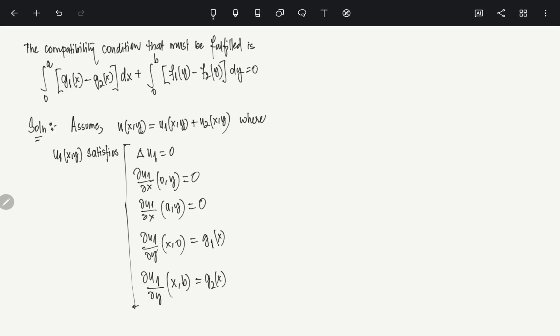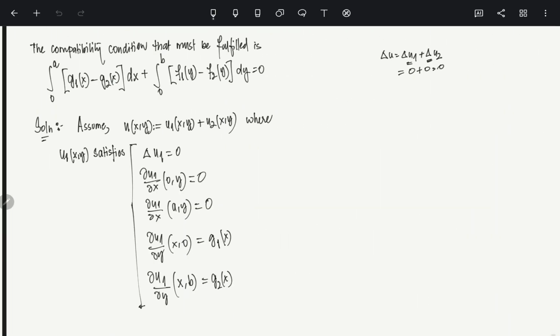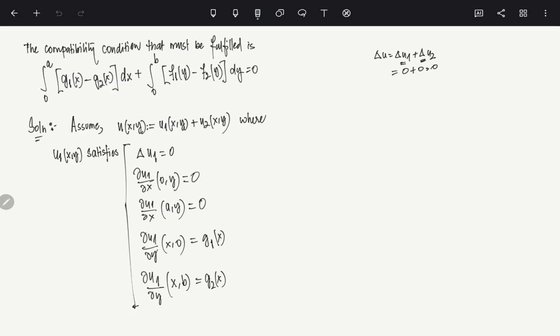See, if u equals u1 plus u2, if you are defining u to be this, then Laplacian of u is Laplacian of u1 plus Laplacian of u2. Laplacian of u1 is 0, Laplacian of u2 is 0, right? So this is actually giving you 0. And what about the boundary condition? For u1, on these two it is g1 and g2, and on these two it is 0. Again, u2 we will choose in such a way that on these two it is f1 and f2, and here it is 0. So if you add all this up, u will satisfy this problem.